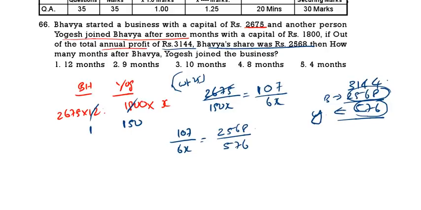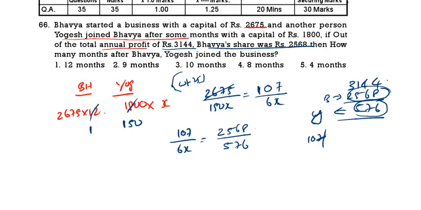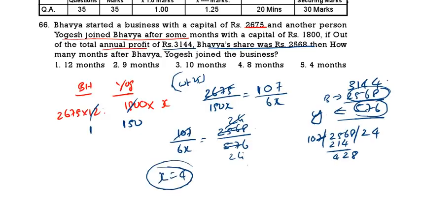Now you do this one. So now I am dividing 2568 by 107. 107 twos are 214, 428, 24 times. We will get 24 times. Now 24 square is 576. So 6x is equal to 24, x value is 4. That means Yogesh kept his investment for 4 months.